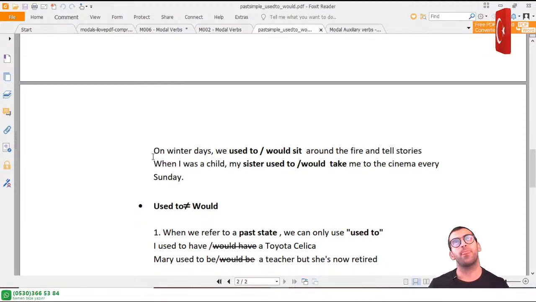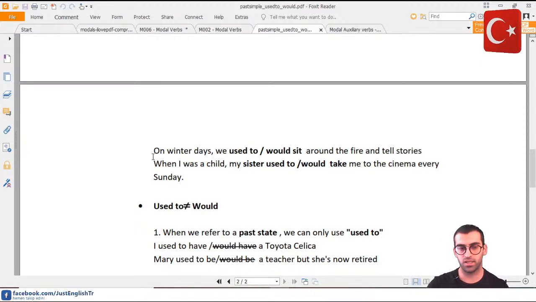But for past habits and past states, we can use used to. For example, I used to live in a flat. I can't say I would live in a flat. Okay, just be careful.